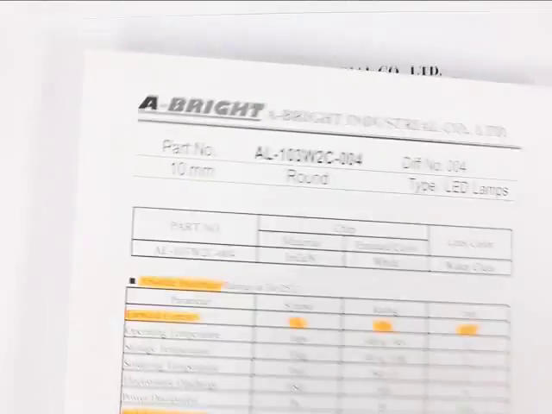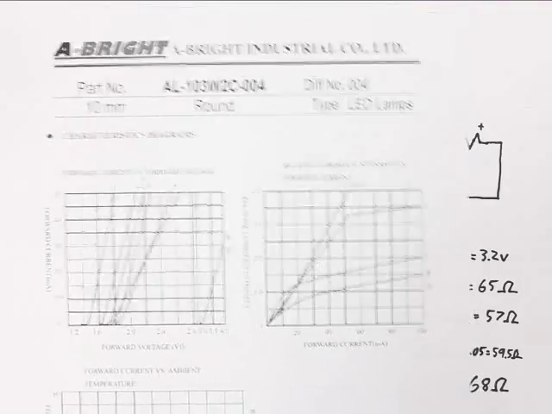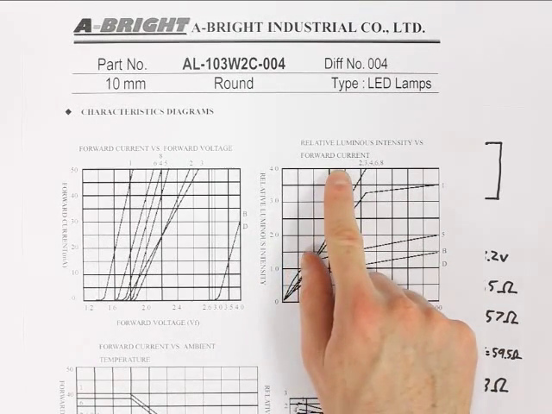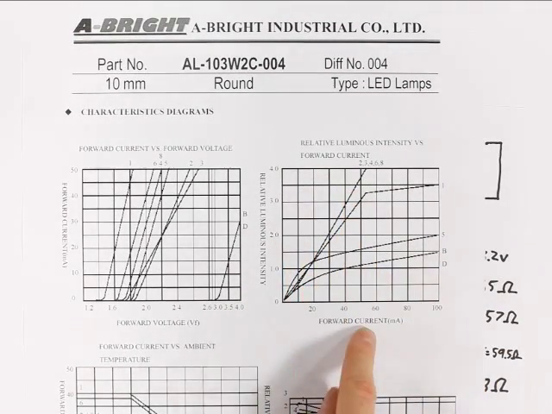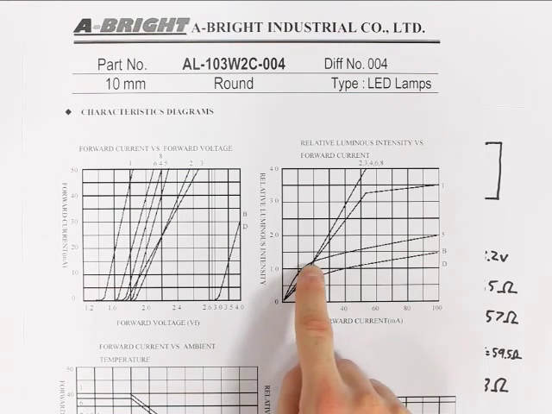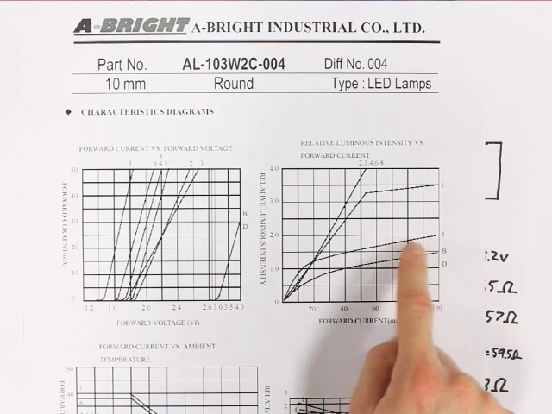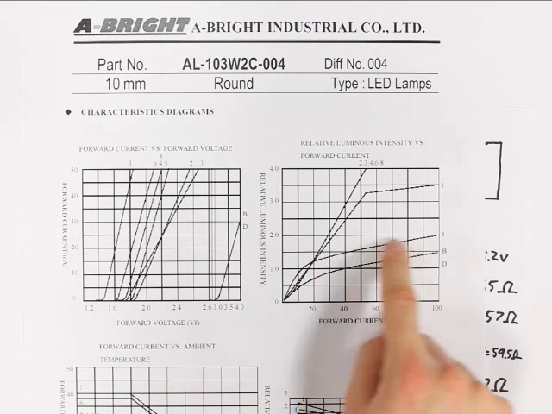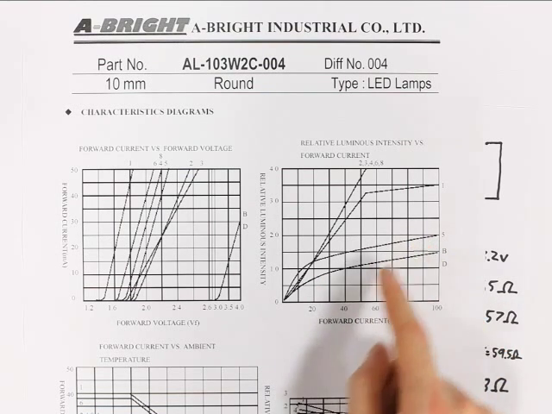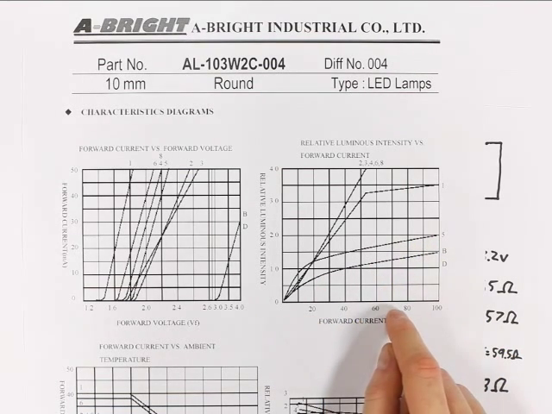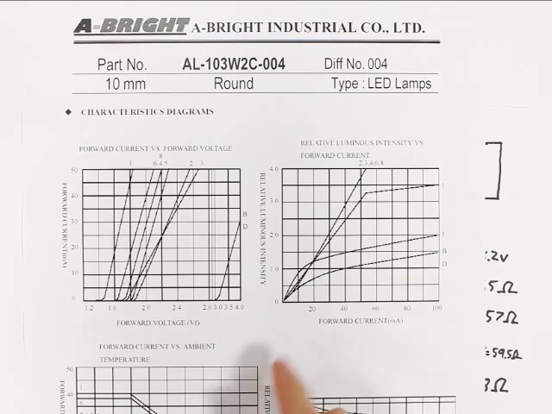If we continue looking through the data sheet, we come to this graph of relative luminous intensity versus forward current. And there's our typical forward current of 20 milliamps. And you can see beyond that point, we're really not getting an increase in luminous intensity proportional to the increase in forward current. So our LED itself is actually becoming less efficient as we increase the current. The increase in brightness just diminishes as we increase current beyond its typical value.